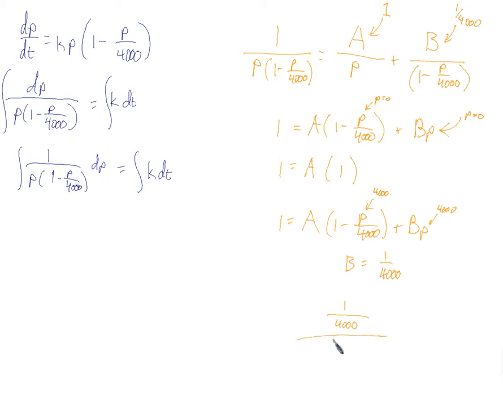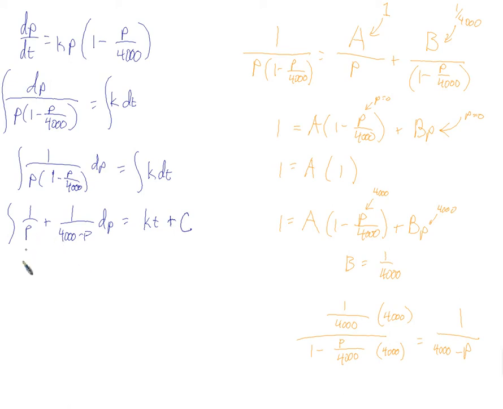And just a quick note here, now this fraction is 1 over 4,000. Let's just make this a little simpler. Let's multiply the numerator and denominator by 4,000. Here it cancels out the 4,000, we're left with 1. Here we get 4,000, and the 4,000 cancels here, and we just get minus p. So this becomes 1 over p plus 1 over 4,000 minus p dp. And this side is kt, as we already discussed. And don't forget the plus c.